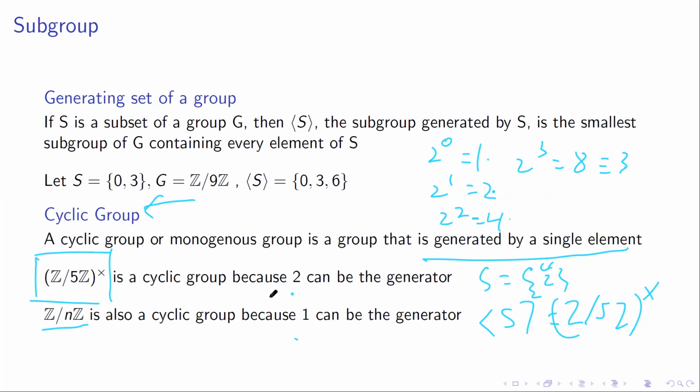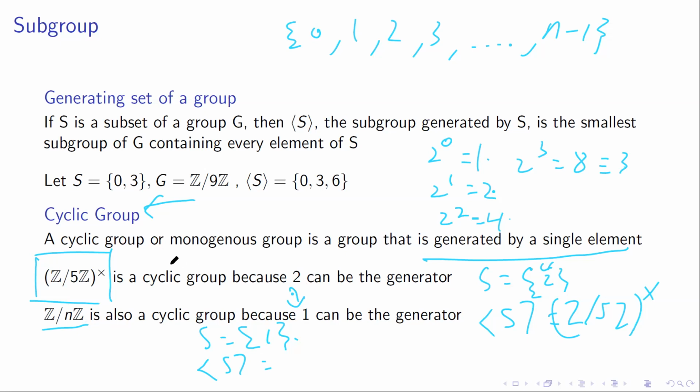Yeah. And if you just take integers modulo n under addition, it's also a cyclic group because 1 can be a generator. Let's say I have the set {1} and I want to generate this group. To find the smallest subgroup that contains 1, first we must have the identity element in it and the set itself. And now 1 plus 1 is equal to 2, so we must also have 2 in it. 1 plus 2 is equal to 3, so we must also have 3 in it. And we will go on until we have n minus 1. Yeah. So all the integers modulo n under addition form a cyclic group because 1 can be the generator.